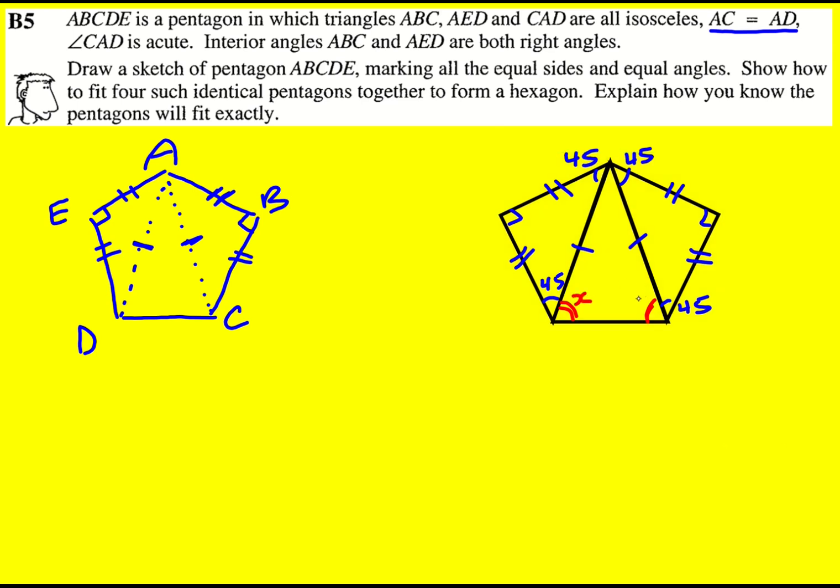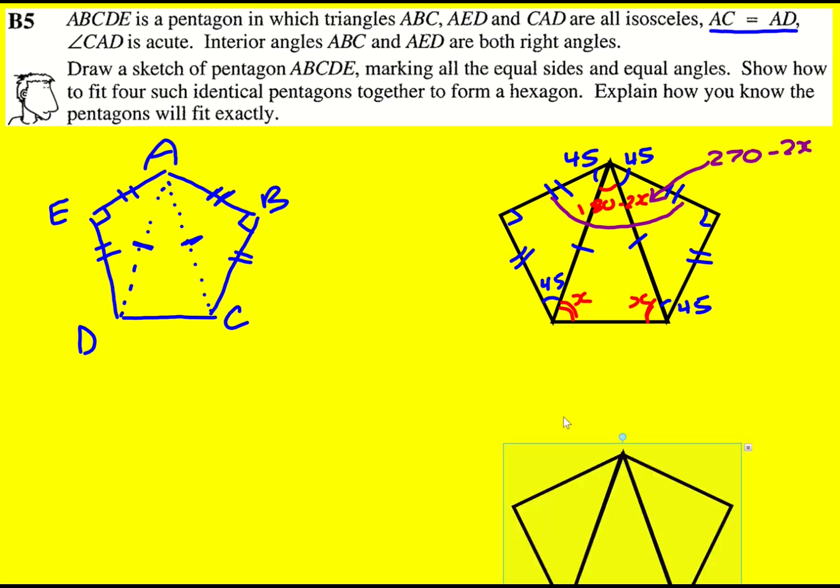So if this is x and this is x, we can actually work out this angle here, which is 180 minus 2x. What that means is that the overall angle for this top part will be 270 minus 2x. Now, why does that help?